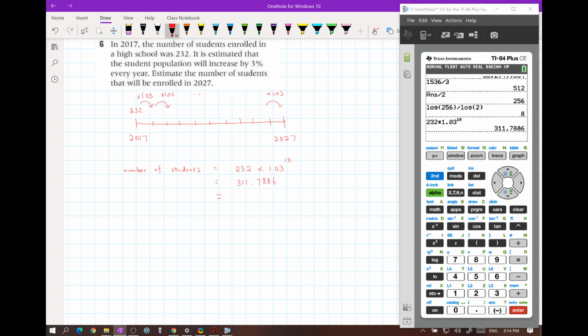That gives 311.7886. So I will round this either up or down, but make sure this is an integer, because you cannot have a fraction of a person. Okay, we don't want any missing limbs or any parts of a body. We want a whole student.